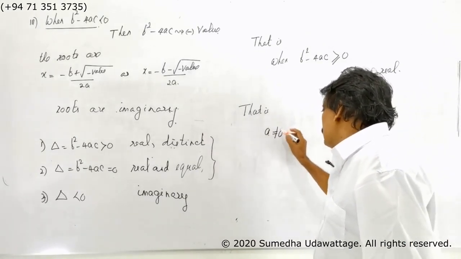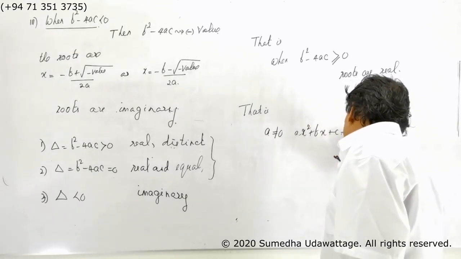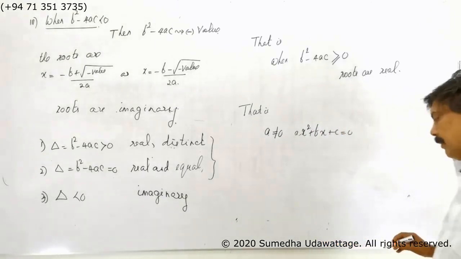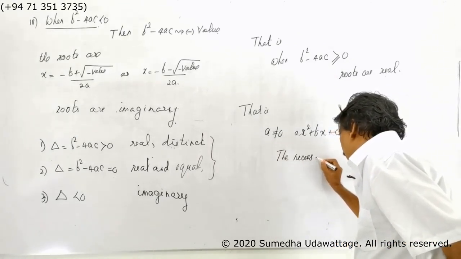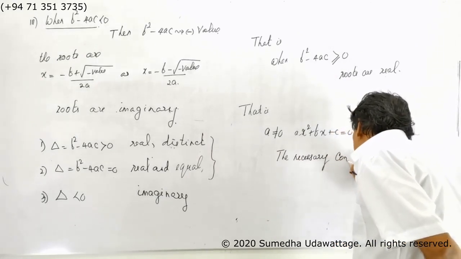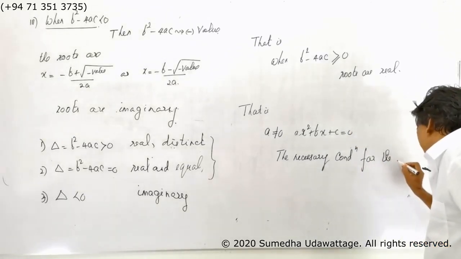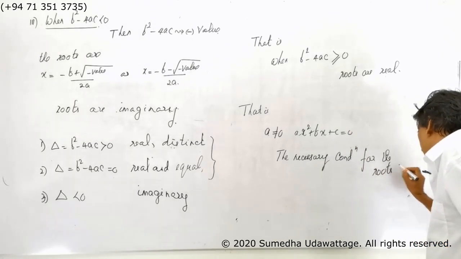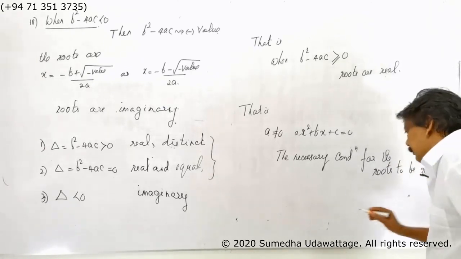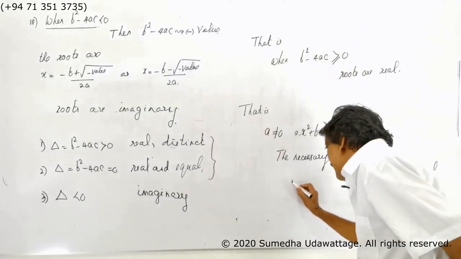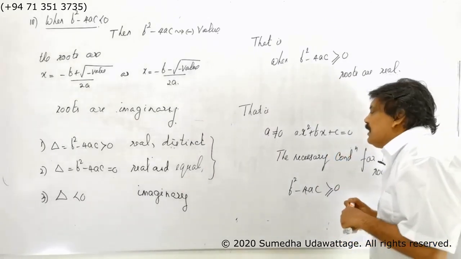That is, when a is not equal to 0, for ax square plus bx plus c equal to 0, the necessary condition for the roots to be real is b square minus 4ac larger than or equal to 0.